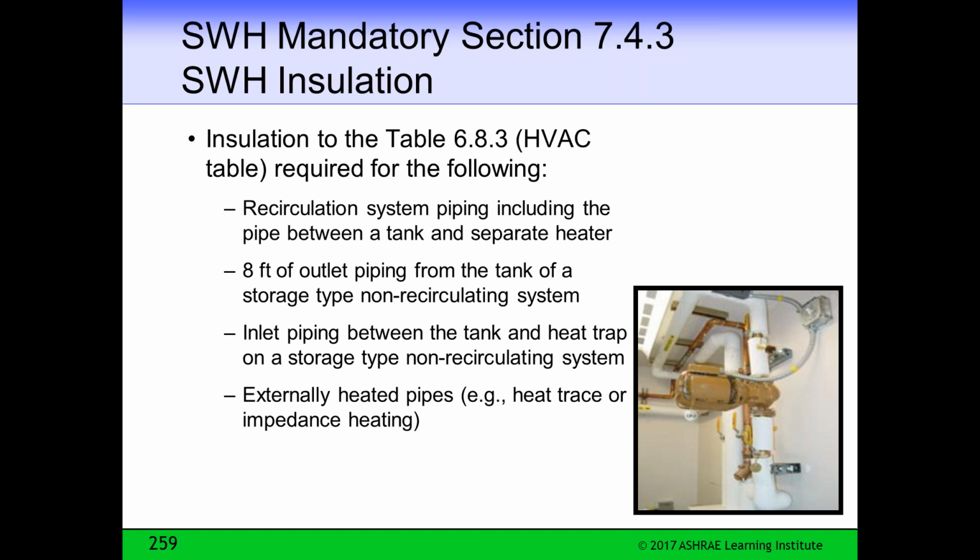If you'll remember, that insulation, this was from last week, is based on water temperature. So based on the water temperature of the domestic hot water or the service water heating, they use the same insulation values. 8 foot of the outlet piping from a tank or a storage tank type non-recirculating system. Inlet piping between the tank and heat trap on a storage type non-recirculating system. And externally heated piping, heat trace, or impedance heating. Now, all recirculating system piping, including the pipe between the tank and the separate heater, has to be insulated.